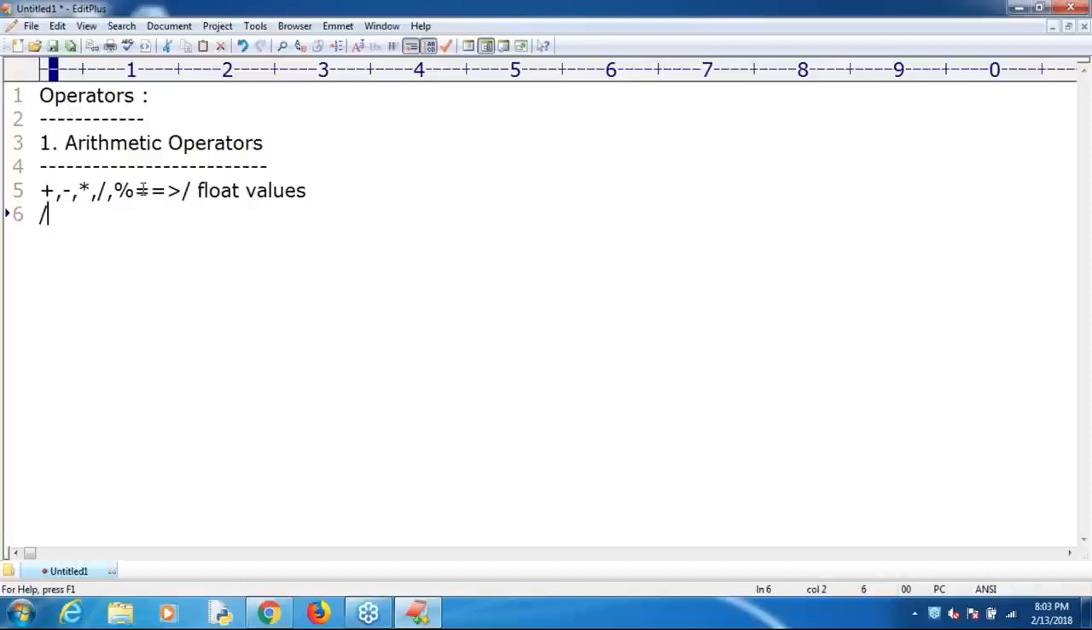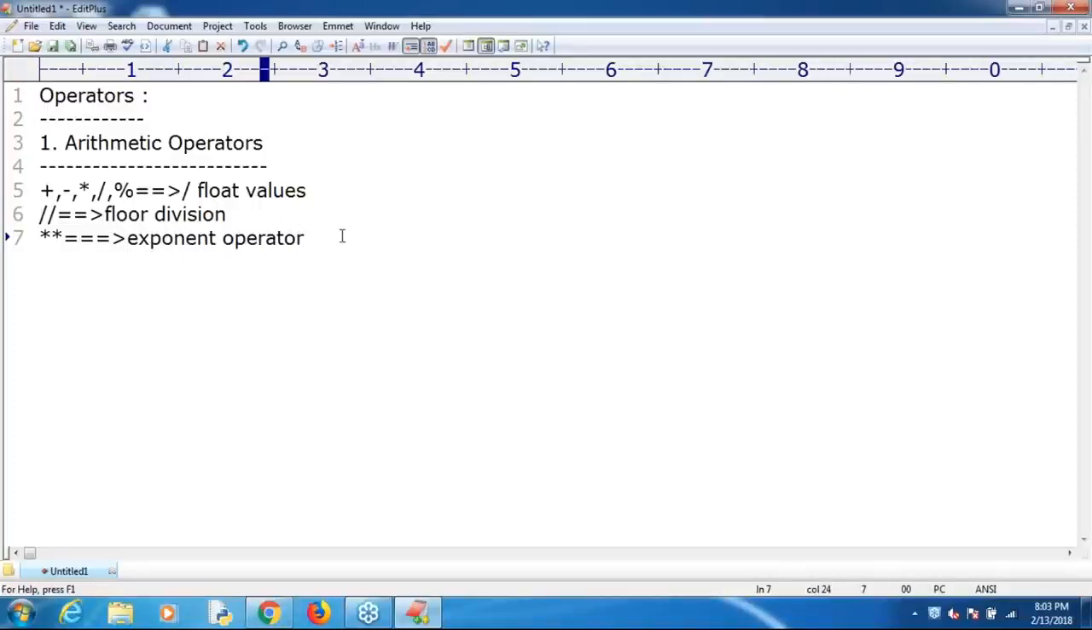Next, yes, there are some two special operators also there in Python. This operator is by default considered the floor division operator. Next, this operator is by default considered, anyone, can you please tell what these operators are? Exponent operator, right? Okay, power operator, right?